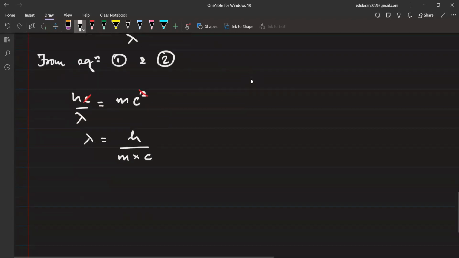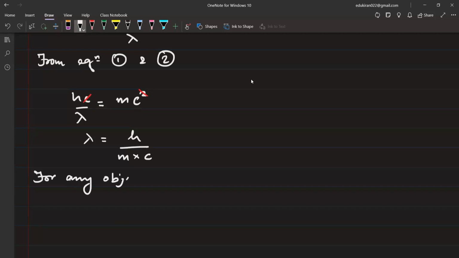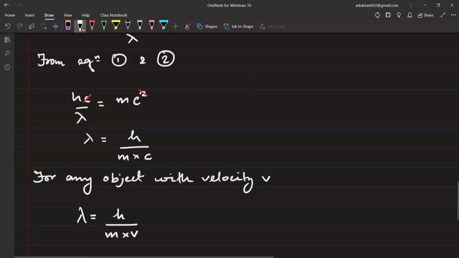Now, this is for electrons. For any object with velocity v, I can write the wavelength of that object will be equal to Planck's constant divided by mass into its velocity. All of you understood this?